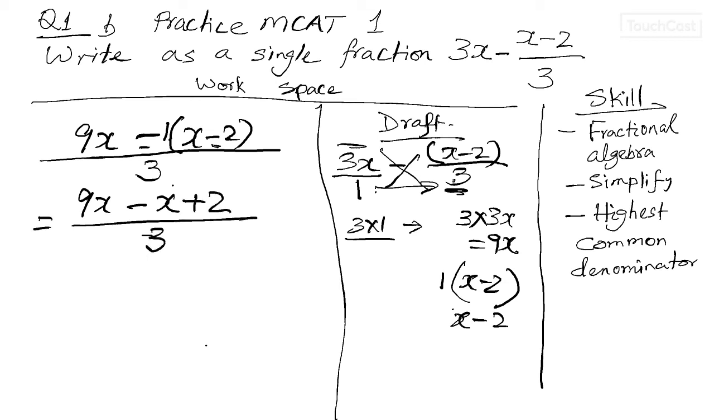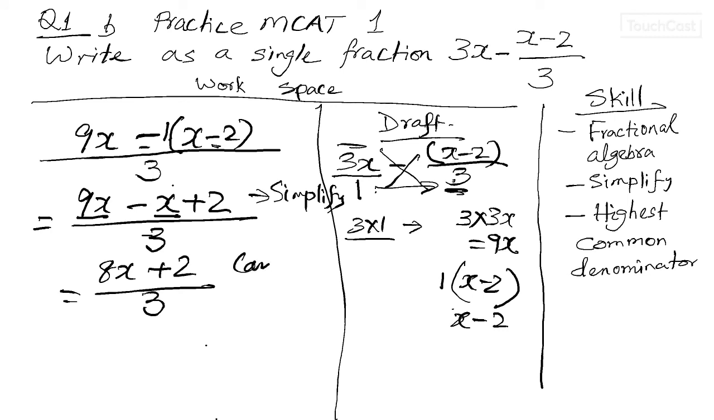and divided by 3. Now it's a matter of simplify. 9x minus x, they are like terms. They'll give you 8x plus 2 over 3. Now the question you are going to ask, can I do something further. That's the final question you got to ask.